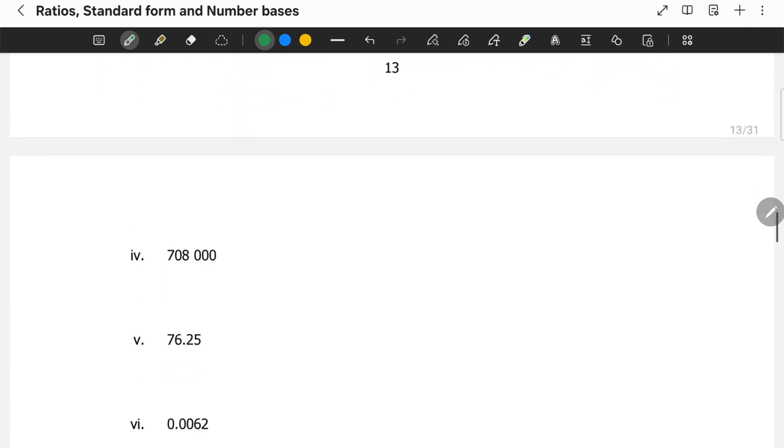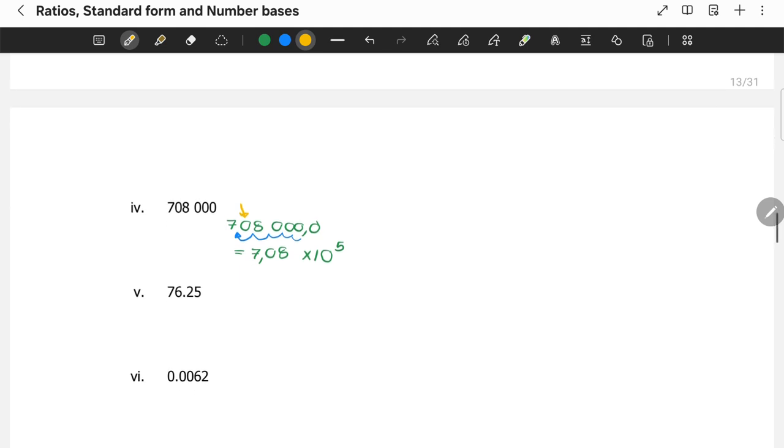Then the next question, 708,000 in standard form. So we have 708,000, comma 0, and then our comma again moves 1, 2, 3, 4, 5 places to the left. So it's going to be 7.08 times 10 to the power 5. Note that in this case, this 0 is significant because it's between two digits. So we can't just exclude it. We have to write it like that.